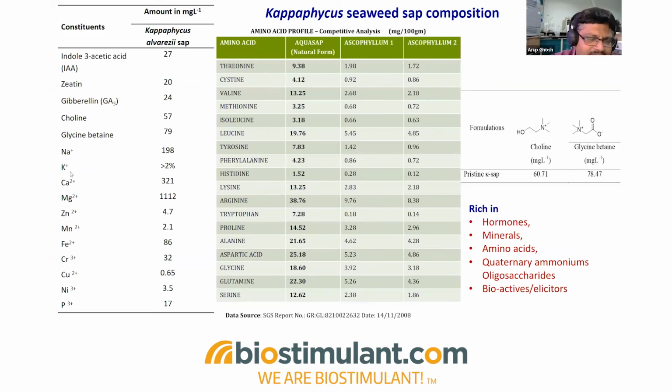One important thing is Kappaphycus alvarezii: even though it thrives in seawater, which is full of sodium chloride, 3%, it does not take that much sodium inside it. What it does is selectively absorb potassium. So this potassium can be a good source of biopotassium for the plants, and one can extract it. We have developed technologies to produce potassic fertilizers from seaweeds as well.